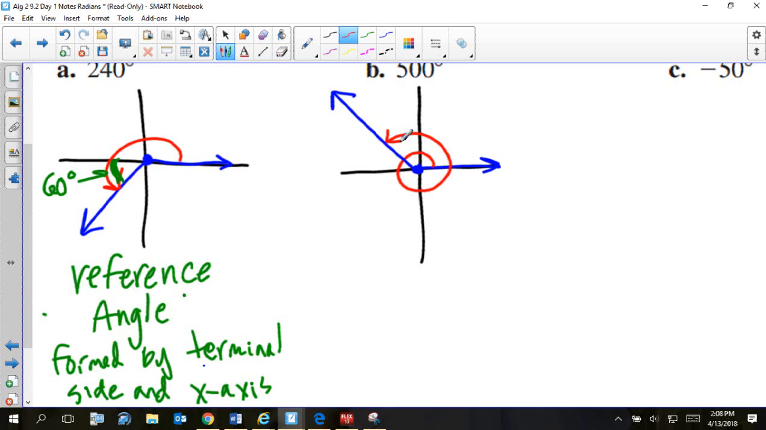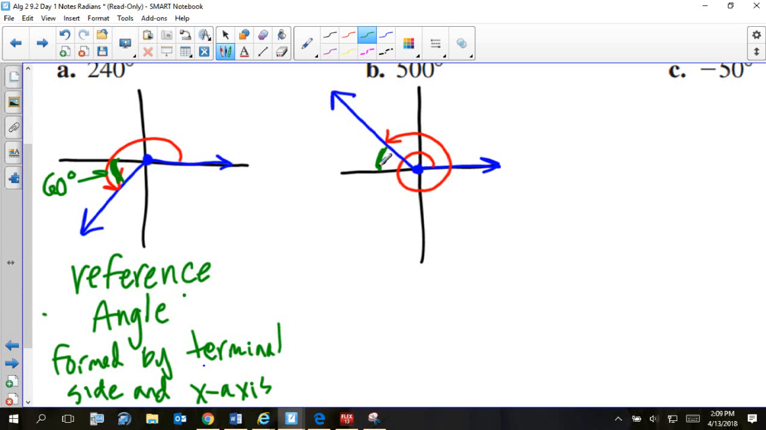Now, even if I'm a bad drawer, as long as I put in my reference angle, which goes to the x-axis only, everybody will know how far I meant to draw it. So how many degrees from 500 is it to get all the way to this 180? We went 360, 450, 50 more. How much is left?